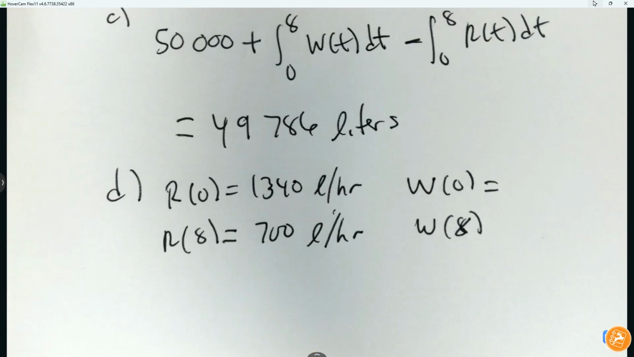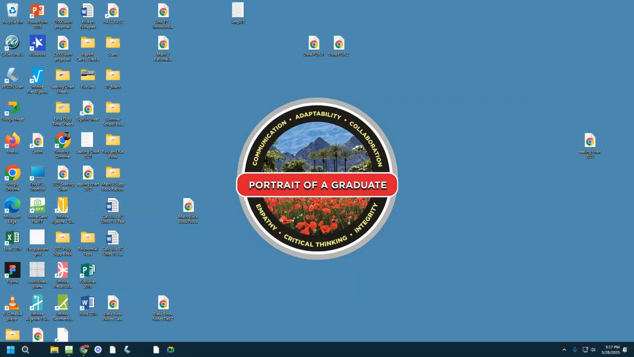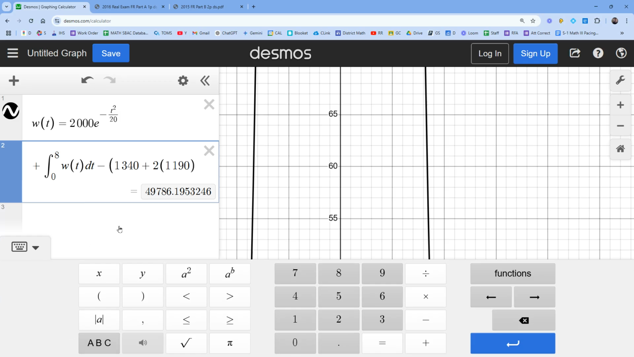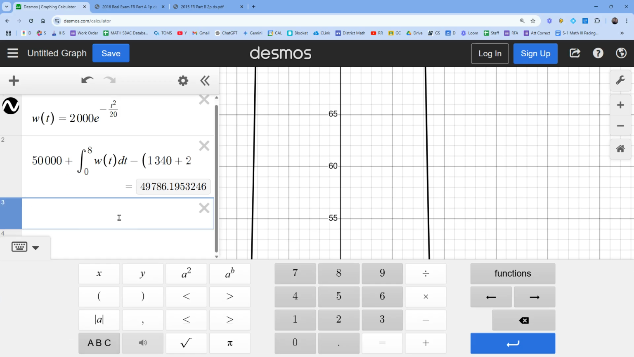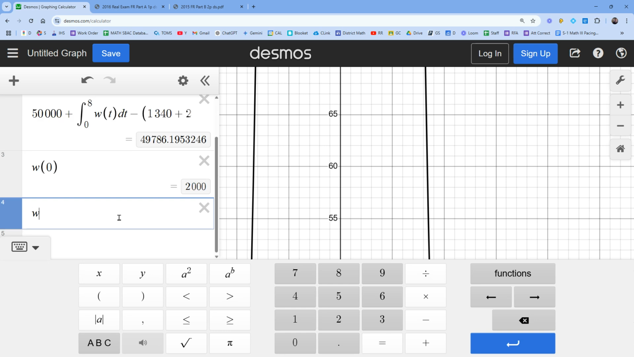Okay, so let's use our Desmos again. I already have it set up, so it's super easy. I can just type in W at 0 and get an answer, which I already knew was 2,000, and then W at 8, which I didn't know. And again, to 3 decimal places, I'm going to do that. So the rate going in starts with 2,000 liters per hour. Then at the very end, it's 81.524 liters per hour.